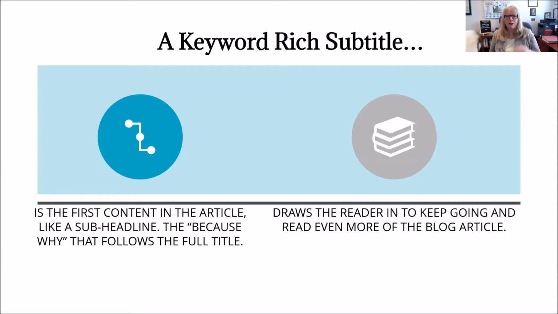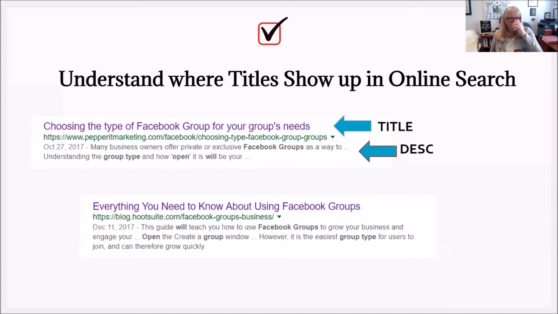So that's why it's really important that you have keywords in both. And just to give you an example, this is how they show up in an online search. This was another blog post that I did that does really well. It was like, how do you pick what type of Facebook group you should open? So how do you choose what type of Facebook group is something that I did. Choosing the type of Facebook group for your group's needs is the title that I actually had there.